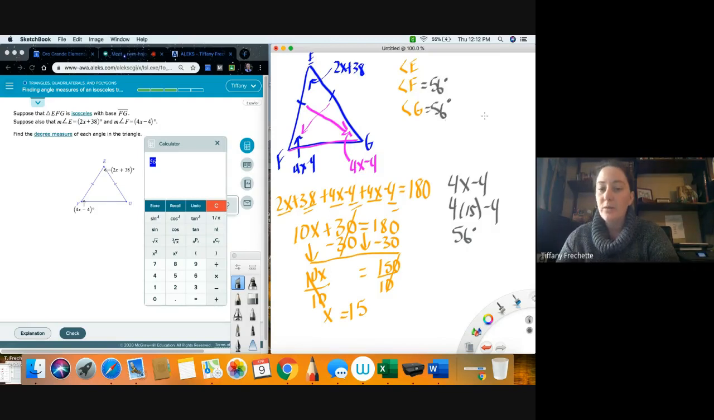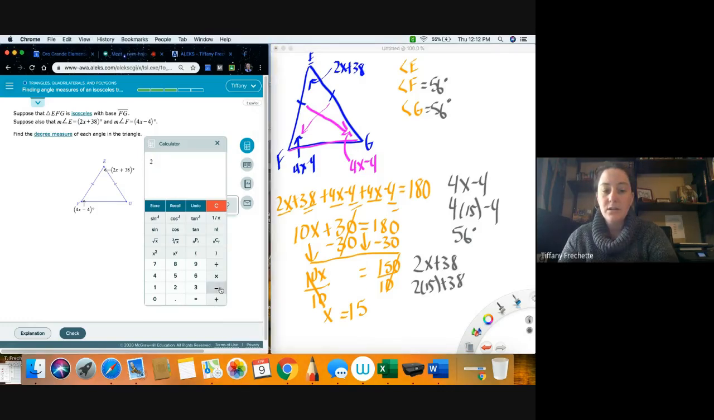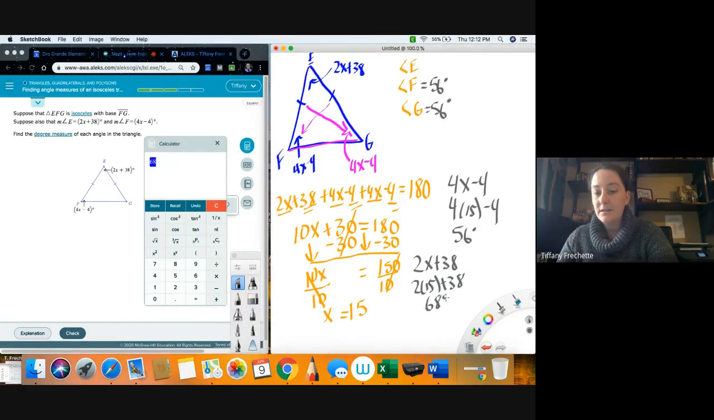All right, we have one more left to figure out. So we can either plug it in or add these together and subtract from 180. Remember, if we do both, we're actually checking our math. So let's go ahead and do both. 2x plus 38. I'm going to plug in 15 for x plus 38. And we have 2 times 15 plus 38 equals 68 degrees. So this should be 68 degrees.